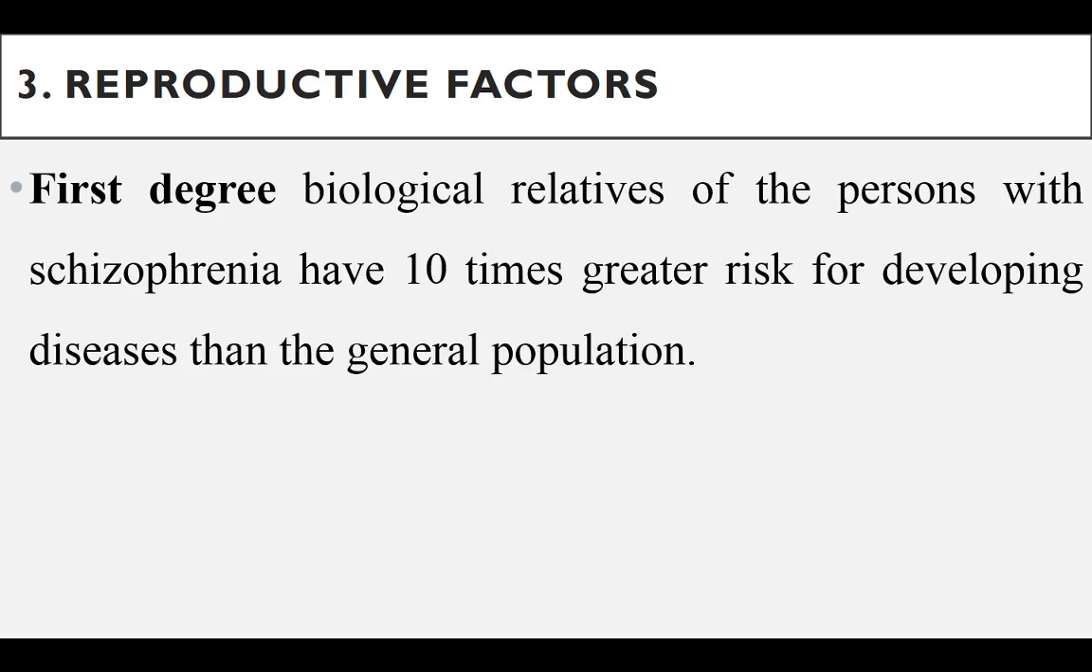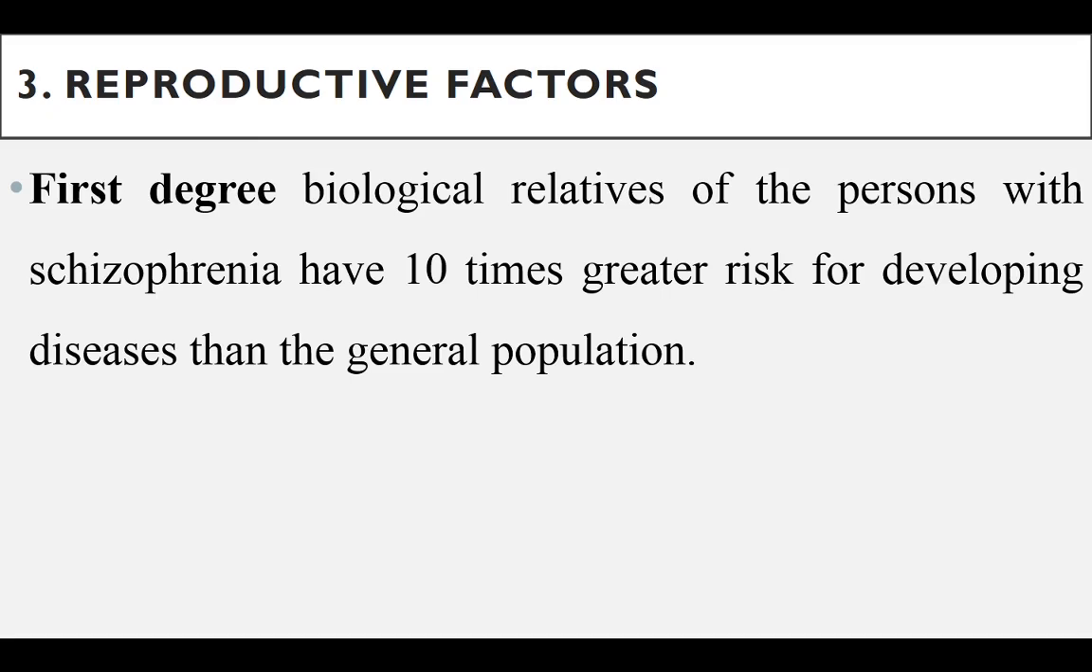Reproductive factors. From this, we will start the biological factors. First degree biological relatives of the person with schizophrenia have 10 times greater risk for developing the disease than the general population. Now, how do we know this?